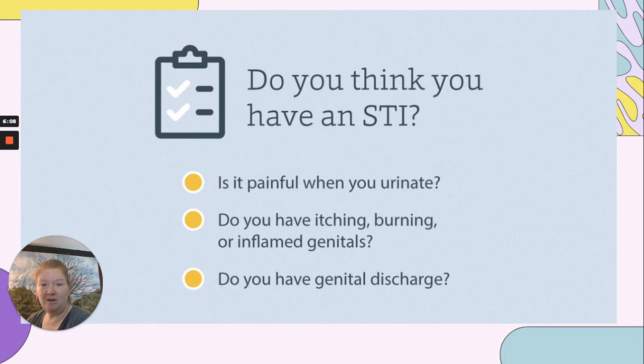So, do you think you have an STI? Some questions you might ask yourself: is it painful when you urinate? Do you have itching, burning, or inflamed genitals? And do you have any discharge? Also, do you see any sores or lesions, anything like that? You might have an STI.